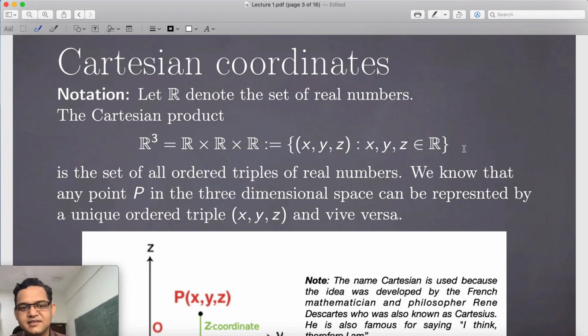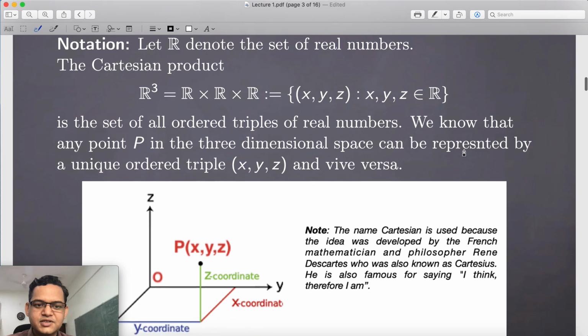So here I have written R cross R cross R, which is going to be written as R3, and it is basically the set which consists of these triplets. These triplets are ordered. This is very important because if I change x and y, this refers to a different point. So these are going to be x comma y comma z, where x, y and z are all real numbers. This is also called the 3-dimensional space.